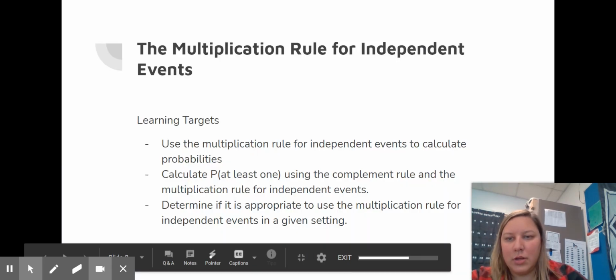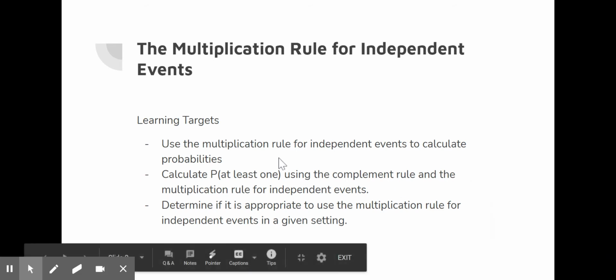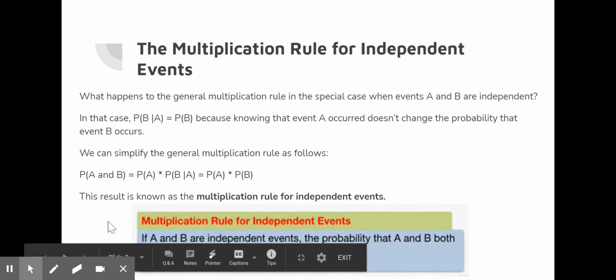Okay, so learning targets. We're going to use the multiplication rule to calculate probabilities. We will calculate probability of at least one using the complement rule and the multiplication rule for independent events. Determine if it is appropriate to use the multiplication rule for independent events in a given setting.